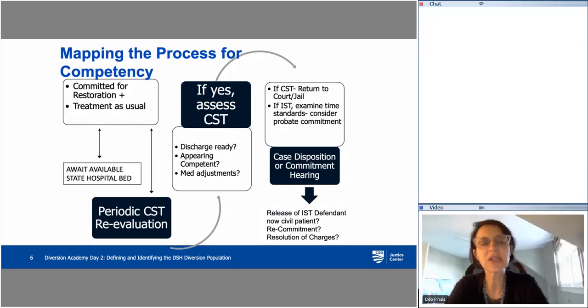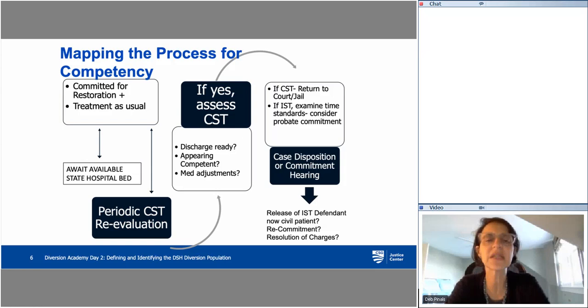The process is also complex, and like I said, there are waits along the pathway. Sometimes I use the analogy of chutes and ladders, except that chutes and ladders is kind of a fun game when you're a kid. It's a little frustrating when you have to fall back down the chute and go back to the beginning. But for somebody in the competency system, it's not fun and it's a pretty serious matter. So you have people who get identified as having a competency issue. They may be found incompetent to stand trial. They may be committed for restoration. They may have to wait for a state hospital bed.